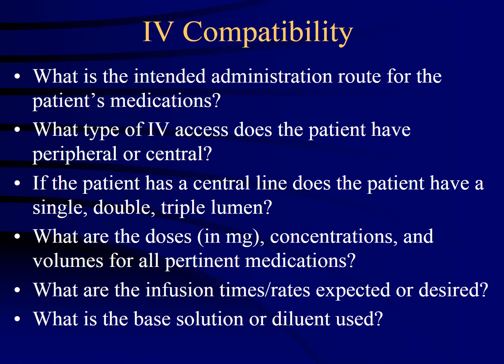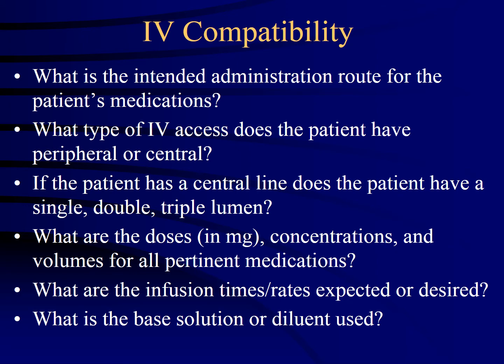When working in the hospital or in the home care situation, you often get questions about IV compatibility. And these questions involve quite a bit of background information. You need to know the intended administration route for the patient's medications. You need to know what kind of IV access the patient has, whether it's peripheral or central. And if the patient has a central line, does the patient have a single, double, or triple lumen? You need to know the doses, the concentrations, and volumes for all pertinent medications and solutions.